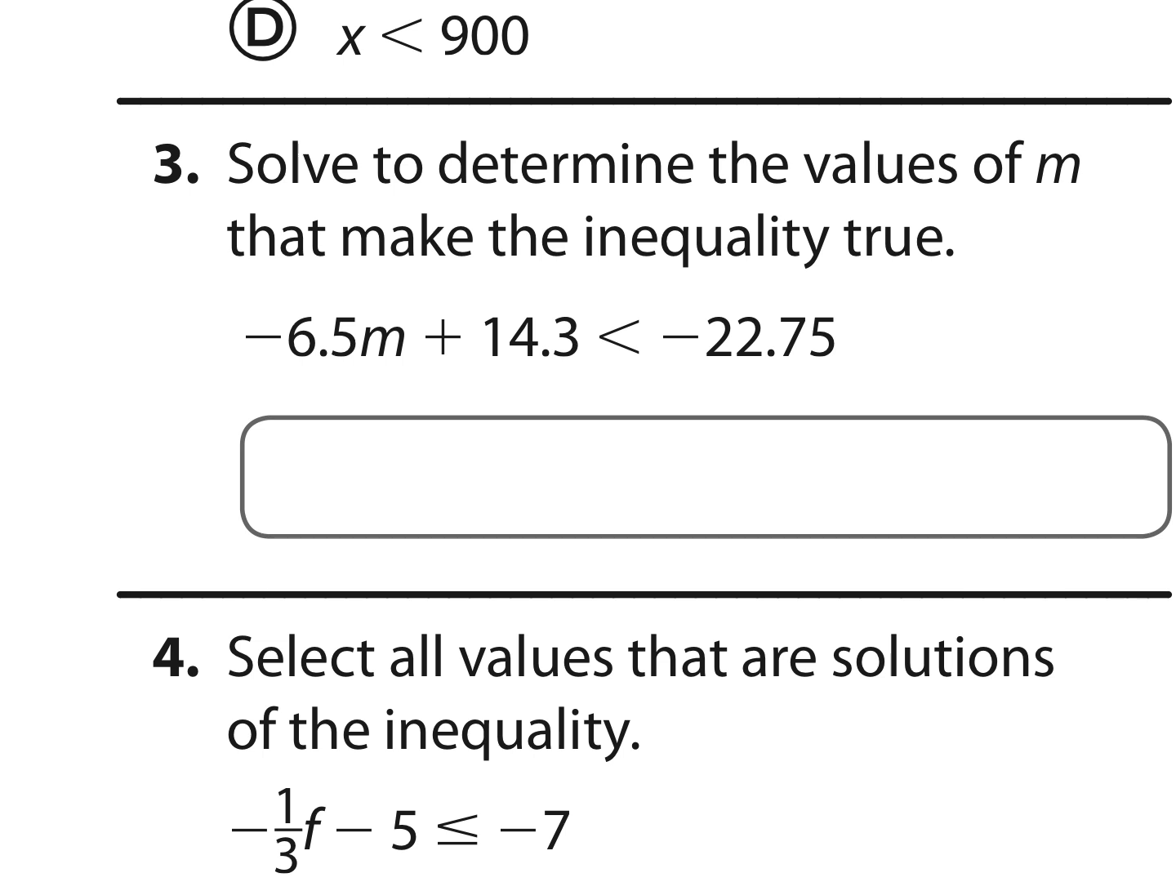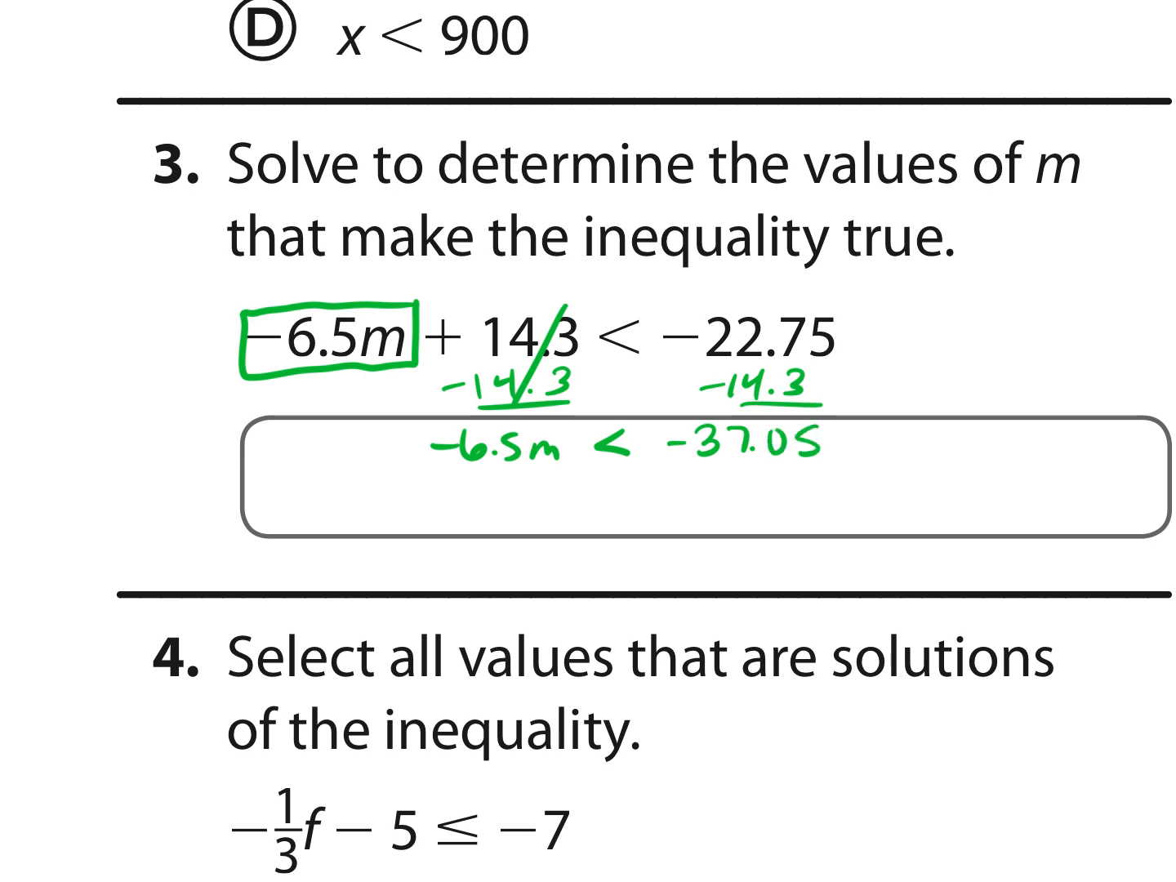I'm going to solve this inequality on number 3. I'm going to box in my m term. This works like an equation. Subtract 14.3 from both sides. We find that negative 6.5m is less than negative 37.05. Now we're going to divide both sides by negative 6.5. When we divide by a negative on both sides, we're going to flip our inequality symbol. We get m is greater than a positive 5.7.